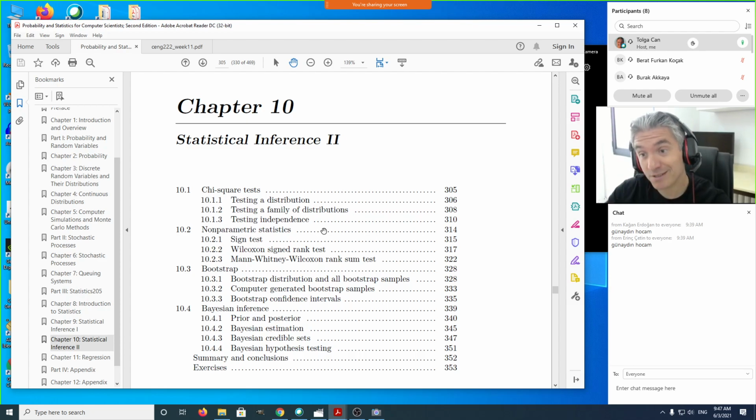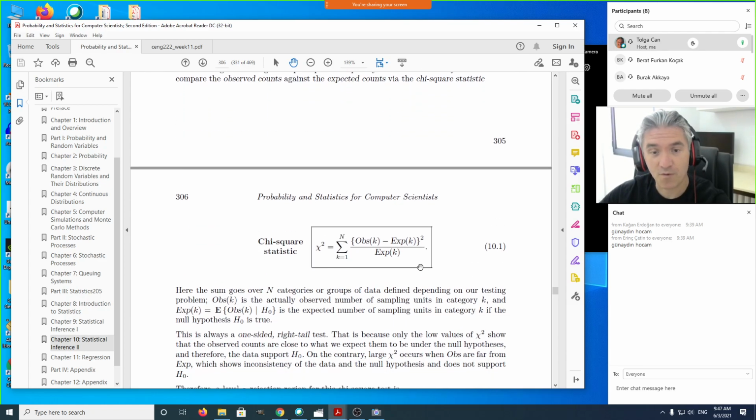So the chi-square statistic is always a positive statistic. Its formula is very simple. We just take squared differences between some expected counts. So these are all counts, but they may not be integers. They may be floating point numbers.